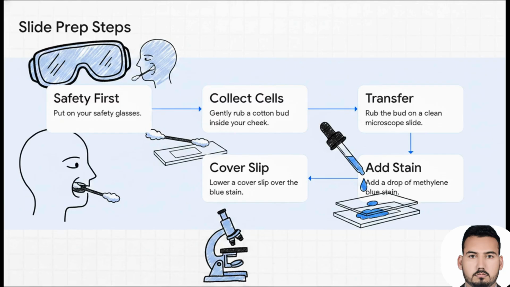Let's walk through the actual lab procedure here. Step 1, safety always comes first, so throw on your safety glasses. Step 2, very gently rub a cotton bud along the inside of your cheek. This simple action collects some loose cheek cells. Next, for step 3, you just rub that cotton bud right onto the surface of a clean microscope slide. Remember, you can't see them yet, they're tiny and clear. Step 4 is where the magic happens. Use a dropper to add a single drop of that methylene blue stain right onto the cells. And finally, step 5, carefully lower a small glass cover slip over the drop of blue stain. Bam! Your slide is completely prepped and ready for the microscope.